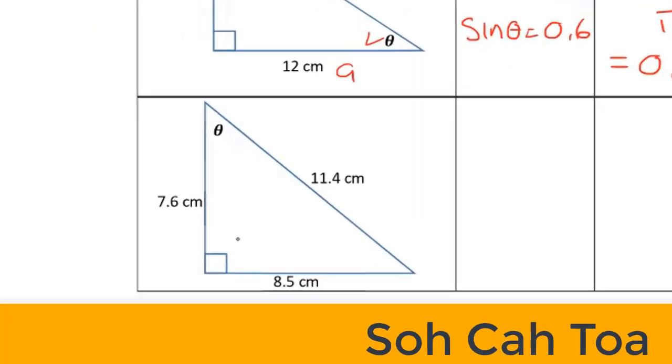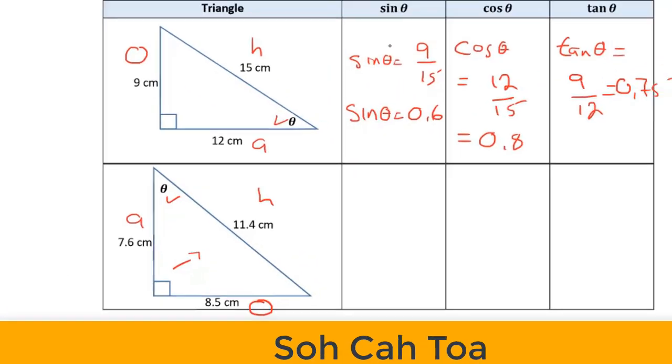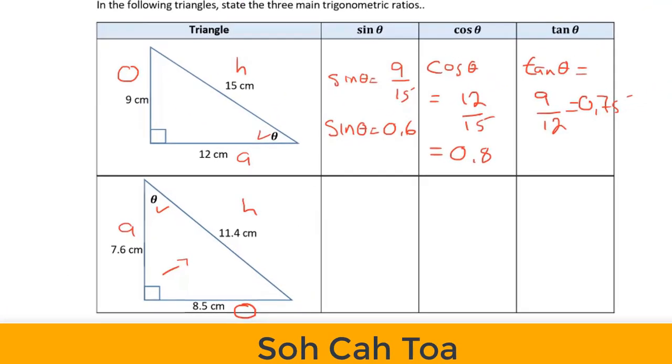Let's take a look at the second triangle. Again, let's start off by labeling it. Here's the angle that we're given up here. So now, in this case, the opposite side is down here, and the hypotenuse is always opposite the 90-degree angle, which is over here, and that makes this the adjacent. So our sine ratio is going to be, again, taking a look at our acronym, opposite over hypotenuse, and in this case the opposite side is 8.5 and the hypotenuse is 11.4.